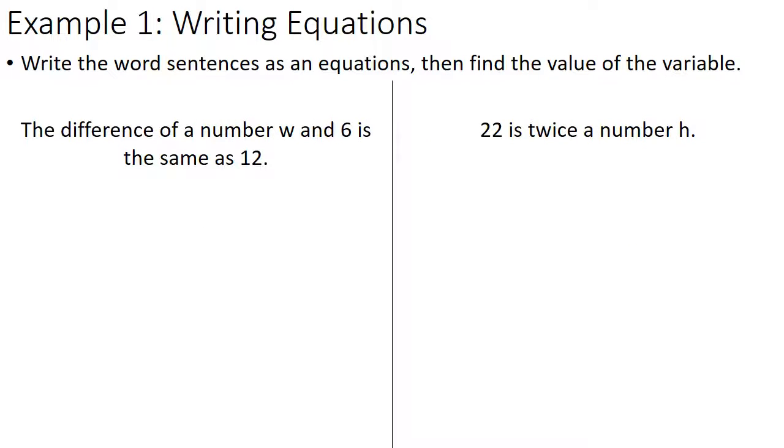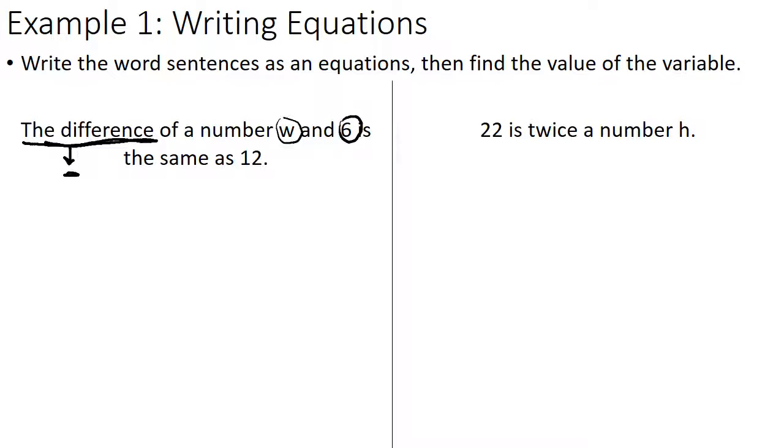We're going to be writing this word sentence as an equation, then finding the value of a variable. So the difference of a number w and 6 is the same as 12. So we know by the difference that we are going to be using subtraction. Then we're looking for the difference between w and 6.